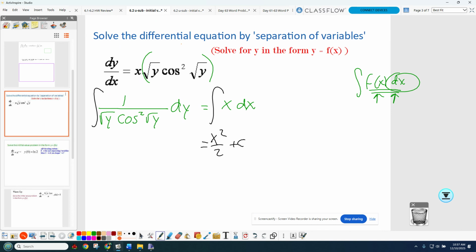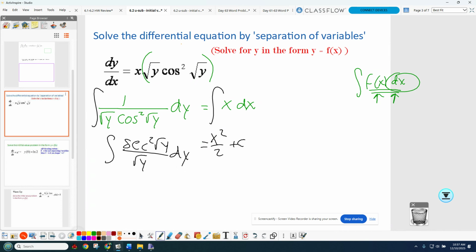I have no idea. So let's think about rewriting stuff, maybe changing the way it looks. I don't know if this will help, but instead of cosine squared, they write secant squared. And I can integrate secant squared. It's tangent, so that was helpful.